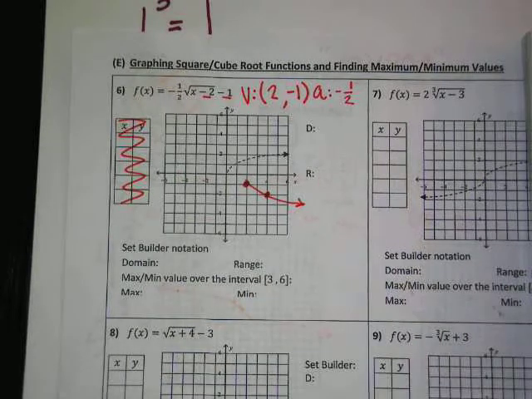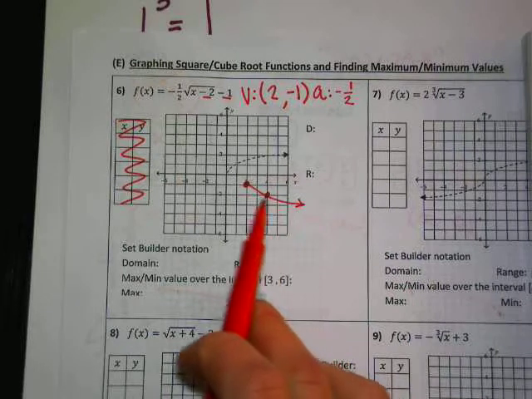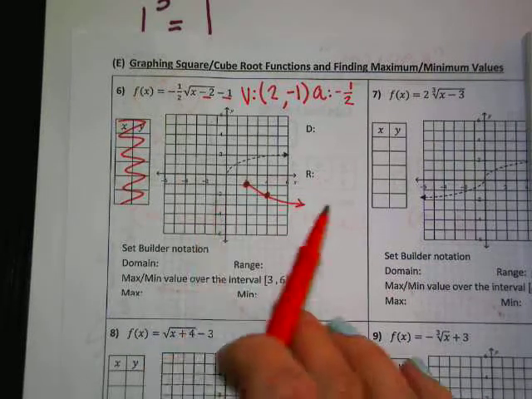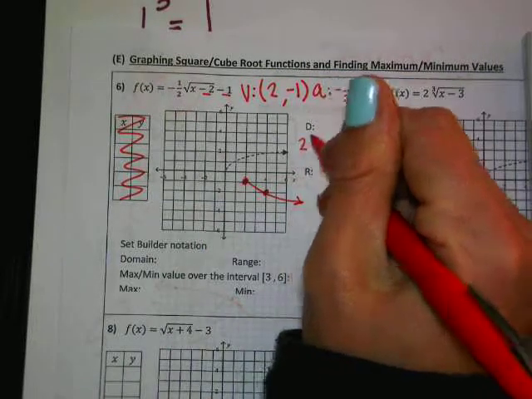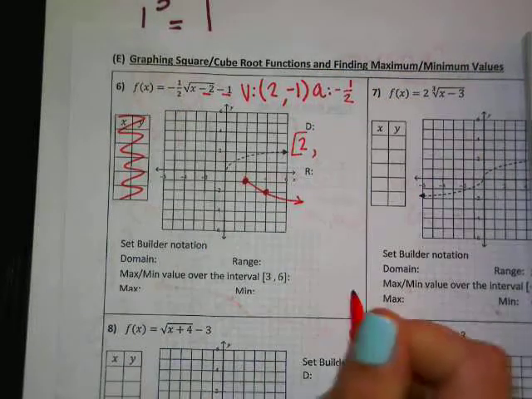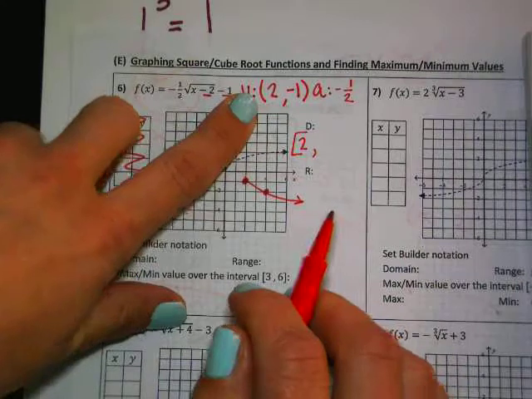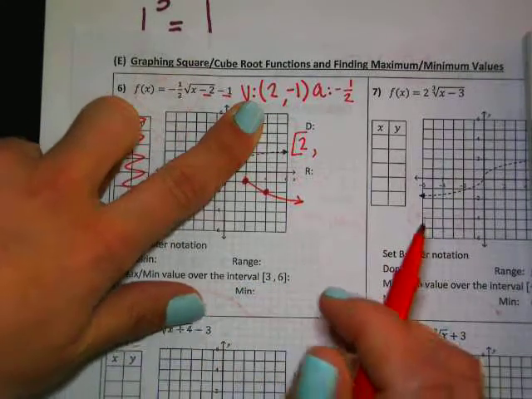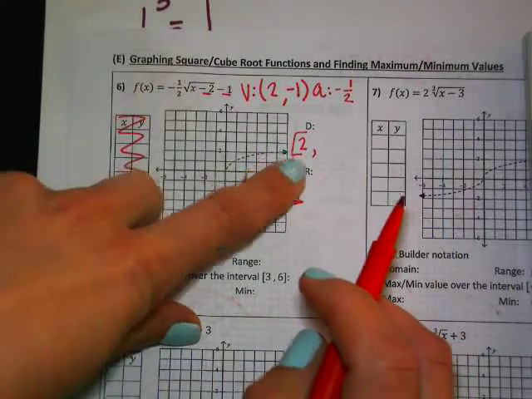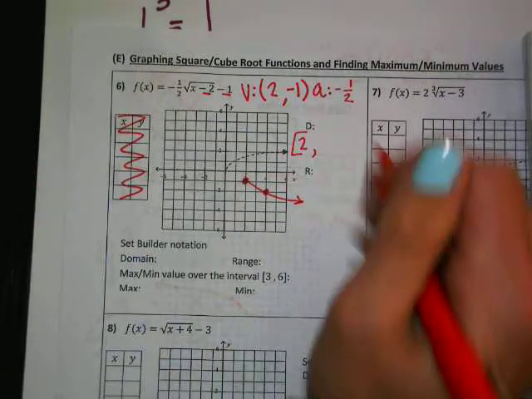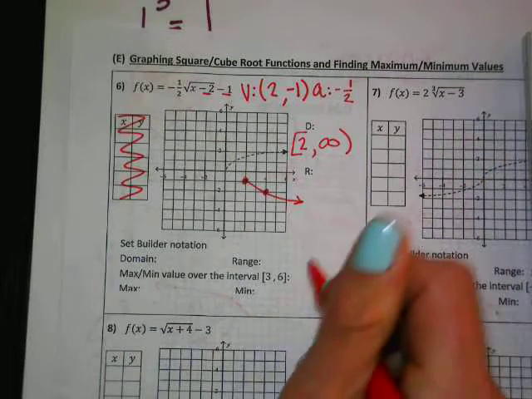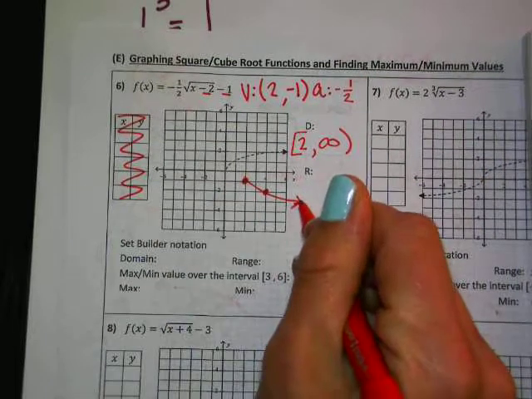Okay, for the domain. Domain are the X values. So how far left is my graph going? 2. Is it a bracket or a parentheses? Bracket. Which makes sense because what is the X value in the vertex? 2. So the X value in the vertex should show up in the domain. How far right does my graph go? Infinity. It's going right forever. This is the arrow.